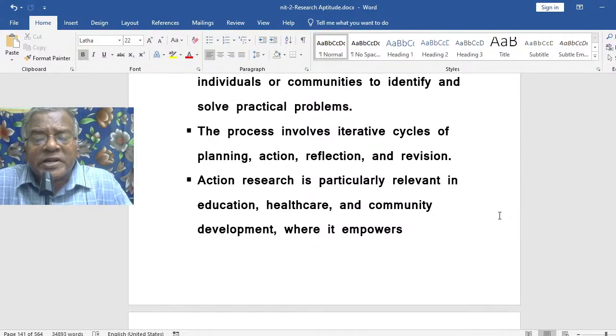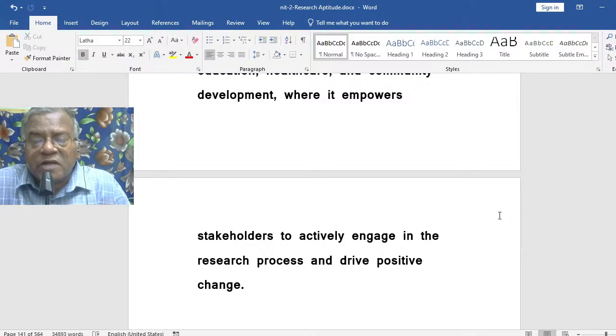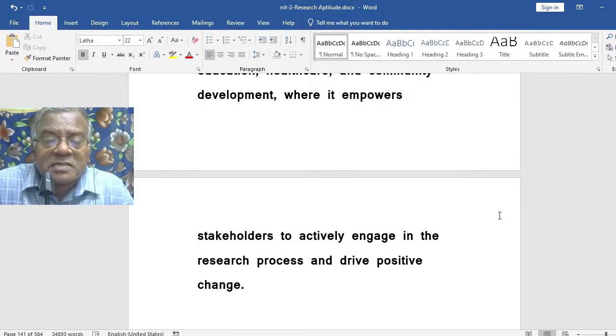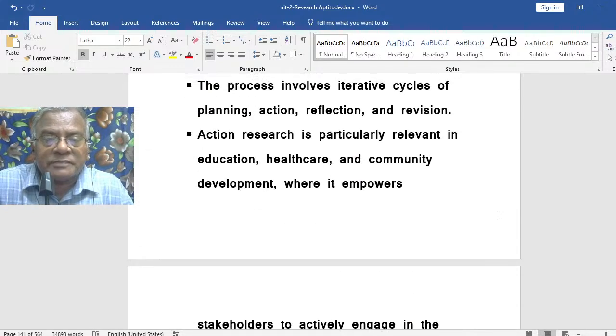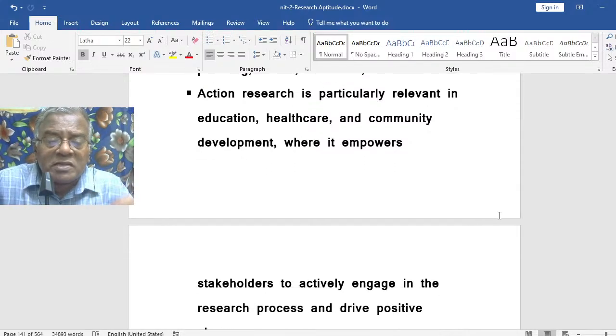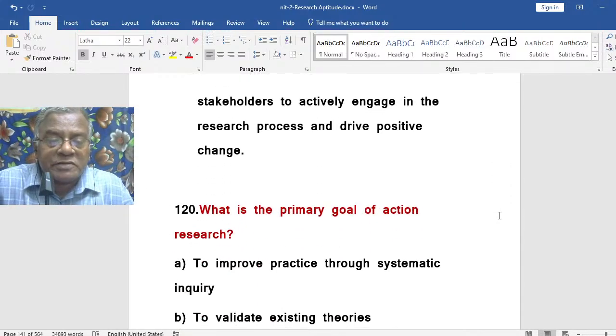Action research is particularly relevant in education, healthcare and community development, where it empowers stakeholders. Stakeholders means the parents, the experts, students, or whoever is interested in this research, those people, to actively engage in the research process and drive positive change.